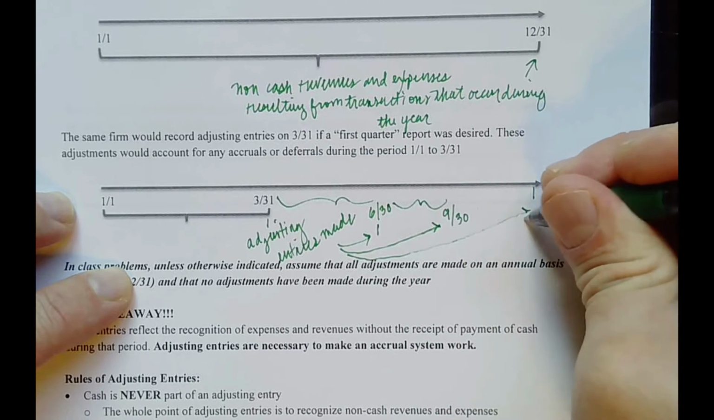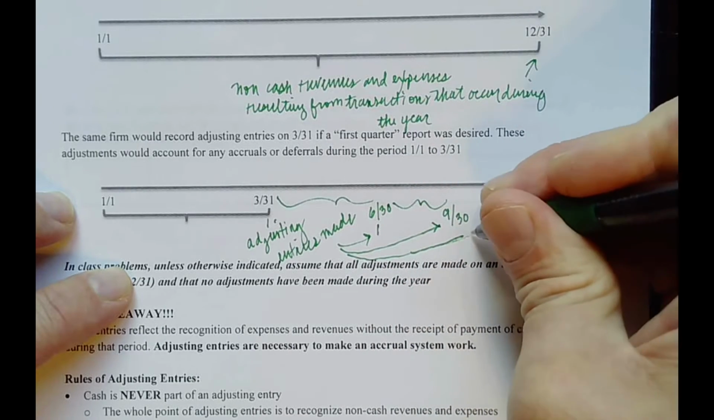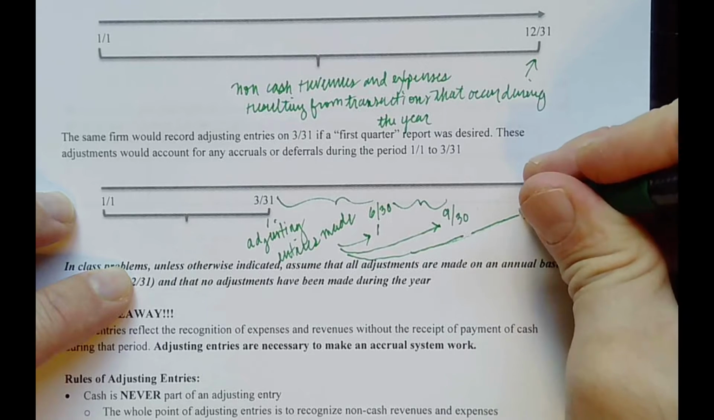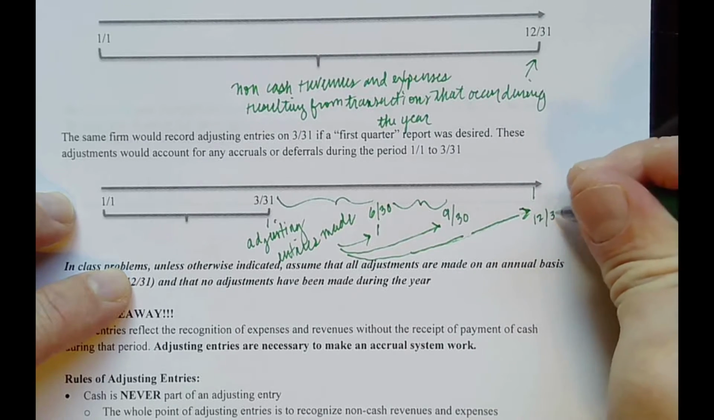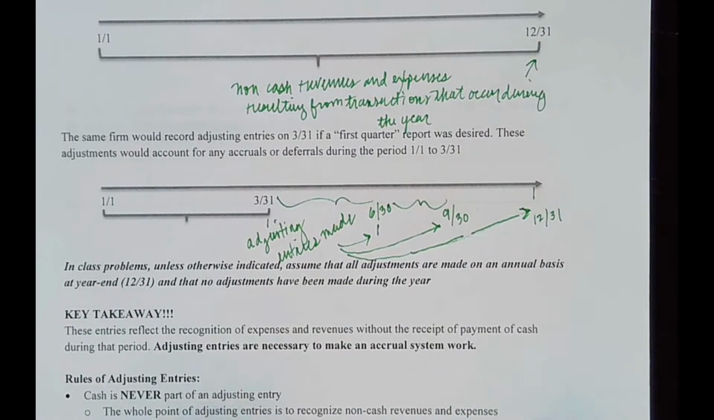So it doesn't matter when you make the adjustments. All it has to be is a period for which you want to report. You could break it up into as many small pieces as you want. It could be every month. It could be every week.